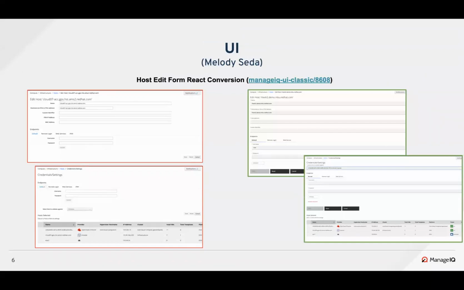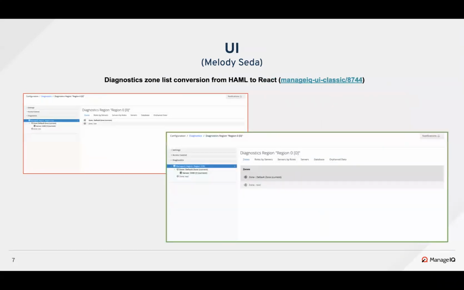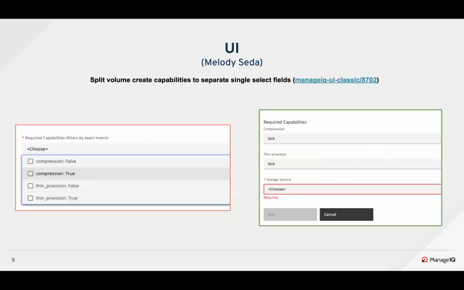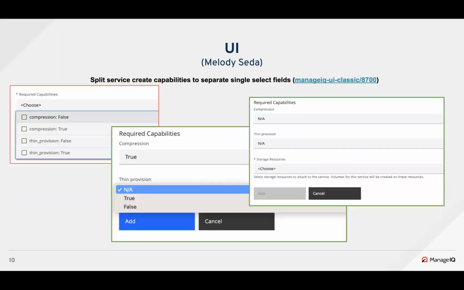For this PR, I converted the host edit page from Angular to React. Amal converted the diagnostic zone list from HAML to React as well. They also converted the RBAC group summary page from HAML to React. The AutoSDE team split the volume create capabilities fields into separate single select fields, and the same was done for the service create form.